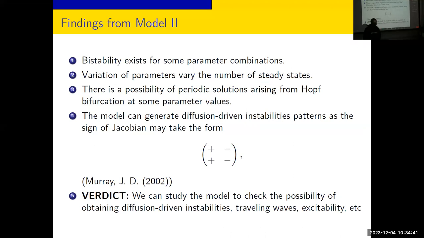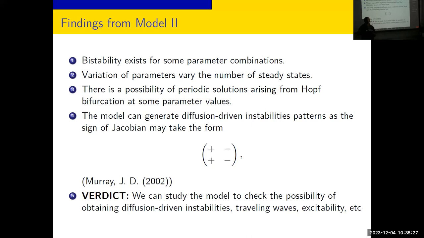From the findings, we say that there is an existence of bistability, which means that you have two stable steady states, as was seen in the nullcline configuration. Variation of parameters also varies the number of steady states. The maximum number of steady states that you can get is 3, because the R nullcline is a cubic equation, and the M equation, depending on the parameter choice, behaves like a linear function to some extent. So the number of possible intersections is 3.